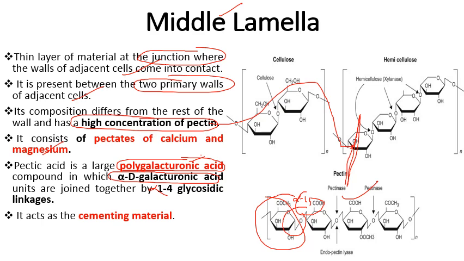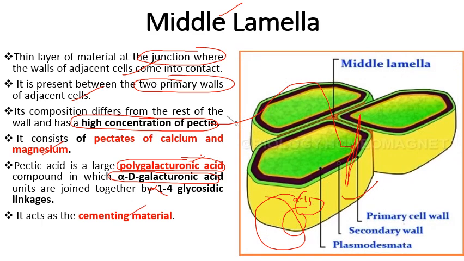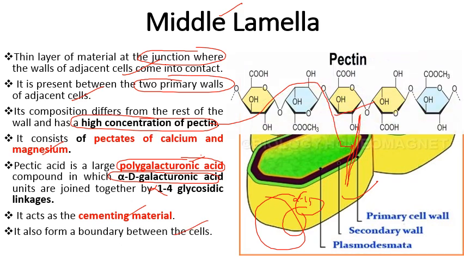So it acts as a cementing material. ये एक तरह से cementing material act करता है और दोनों cells को attachment में help करता है. So it also forms a boundary between the cells. So this is the pectin which forms the cementing layer that is called the middle lamella, और इसका जो monomer है that is called galacturonic acid.